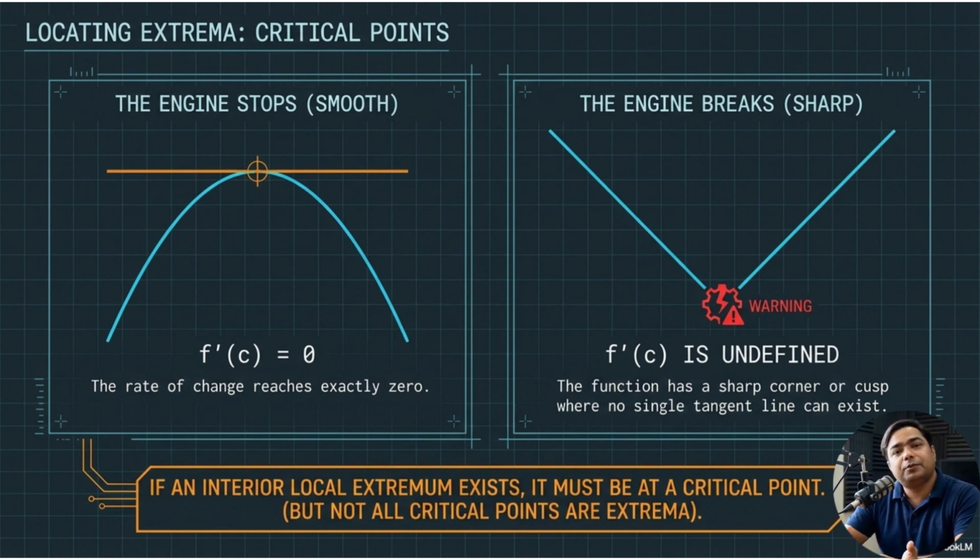The second case is when the engine brakes sharply. This means the derivative is undefined. The graph may have a sharp corner or cusp, and no single tangent line exists.